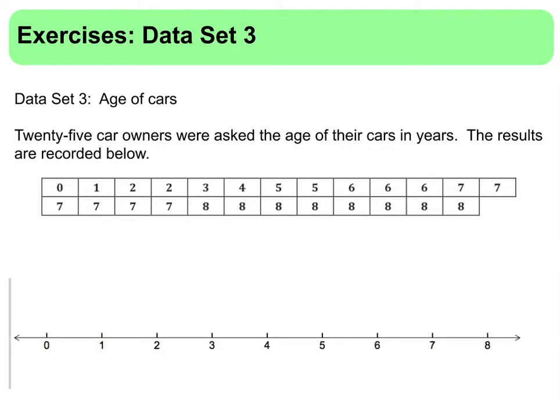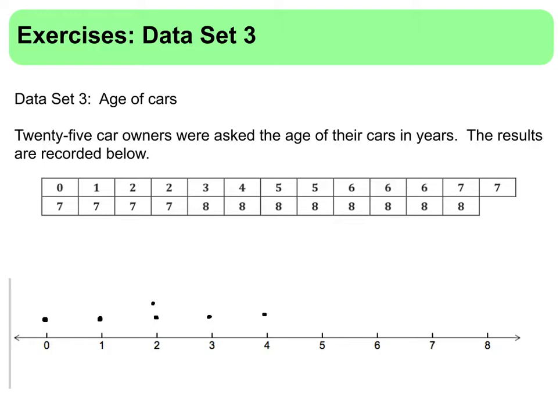The third data set the students looked at was the age of cars. 25 car owners were asked the age of their cars in years. The results are recorded below, and the students would do the same thing: plot the number of times each value shows up. If we just started it, the 0 shows up once, the 1 shows up once, the 2 shows up twice, the 3 shows up once, the 4 shows up once, and so on down the line.